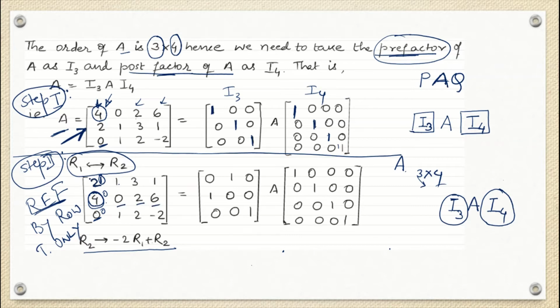Okay, and one more thing we have discussed: whatever row operation I am performing on this left hand side, the row operation I have to perform on this matrix also, not on the post factor. That means the pre-factor will be having the row transformation and the post factor will be having only the column transformation. No column transformation will be allowed in the pre-factor. No row operation will be allowed on the post factor.